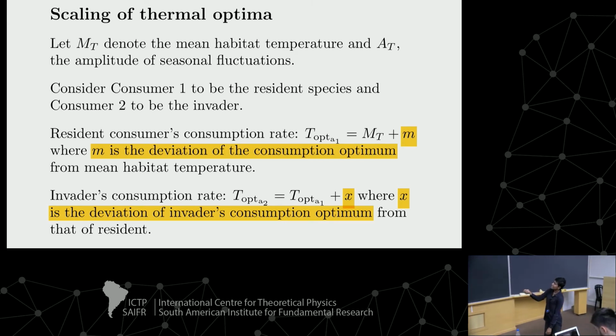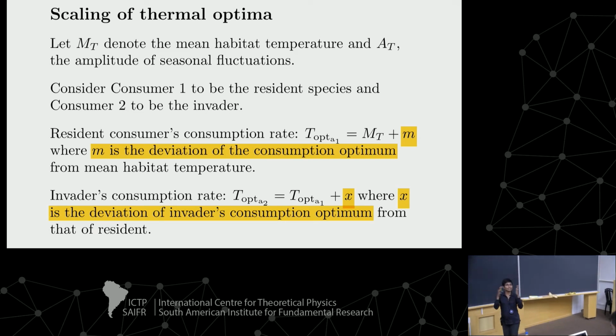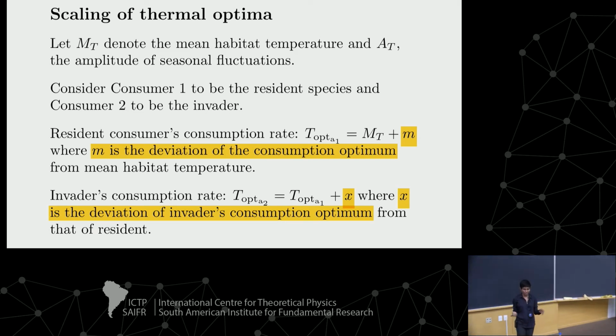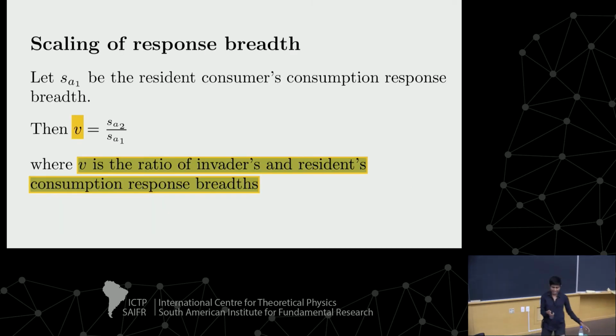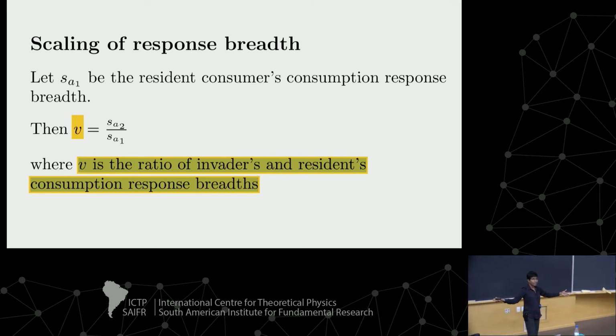And then we can do the invader's consumption optimum as a deviation from the resident's, and we say that X is the deviation between the two species, and that's what we want, because that tells you how different they are in their thermal optima. We can do the same thing with the response breadths. Let's say V is the ratio between the invader's and the resident's response breadth. So if V is greater than 1, the invader is a thermal generalist compared to the resident. If it's less than 1, it's the other way around. So right away you can know something about your species.